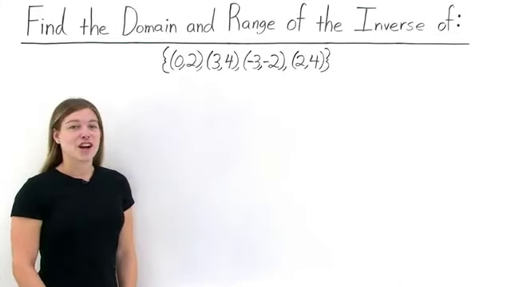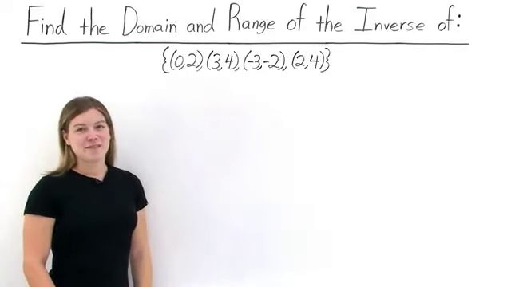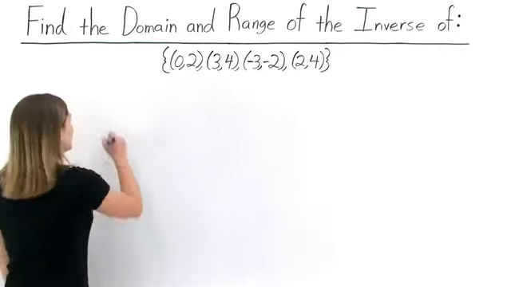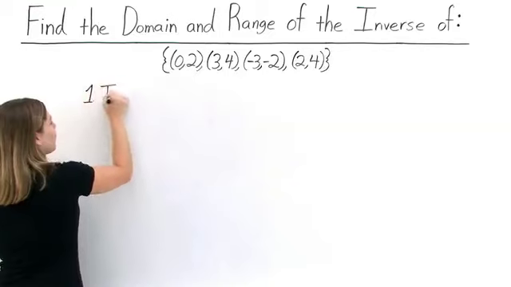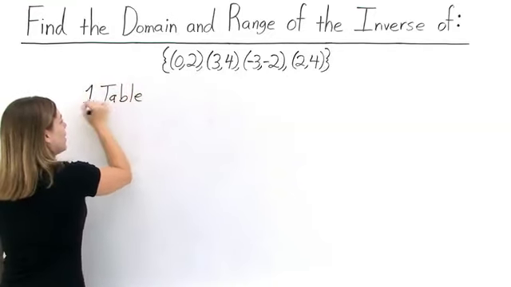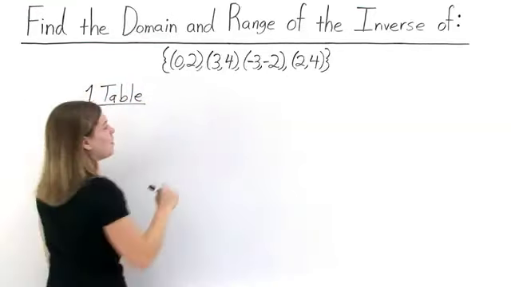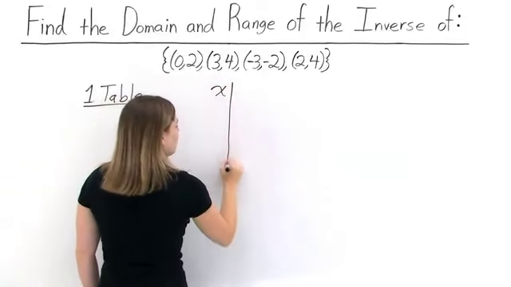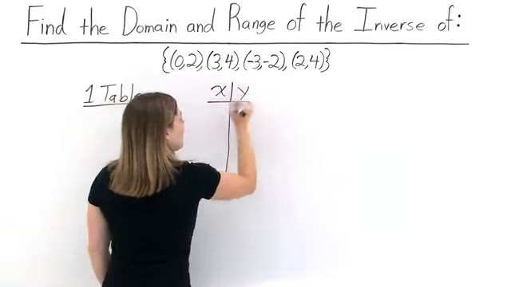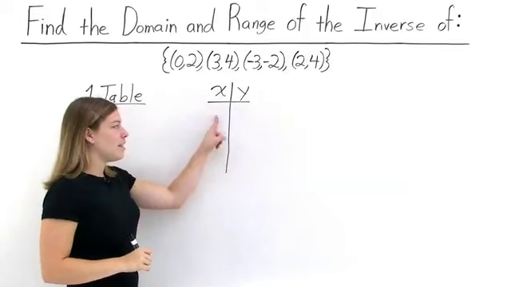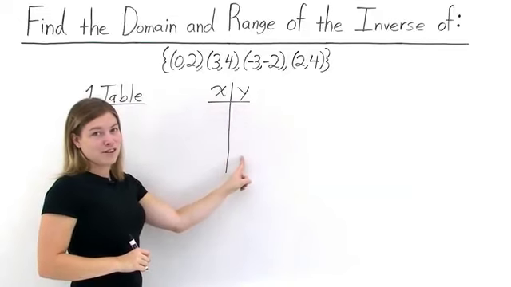Find the domain and range of the inverse of this relation. Well, before we can find the domain and range, we first need to find the inverse of our relation. So to do that, let's make an xy table. So we set up our xy table, and then we put all of our x values in this column and all of our y values in this column.